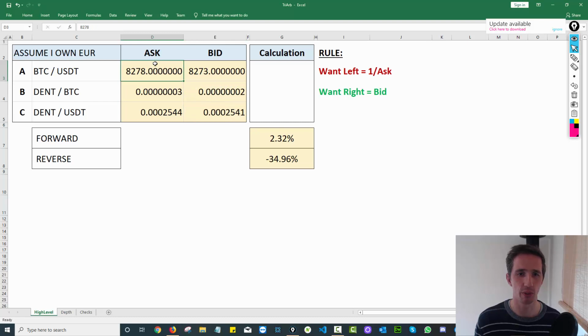Now, this is at a high level. This is without going into the depth. But that's why I say, open the exchange windows, put the amount you actually want to trade in, and make sure it still spits out a profit for you before you go and actually execute a trade.